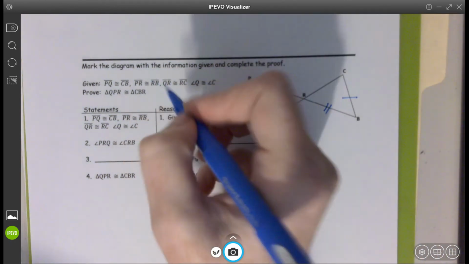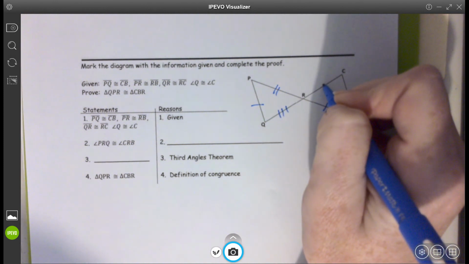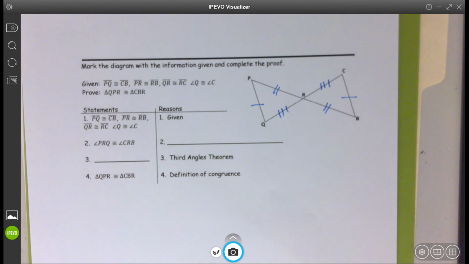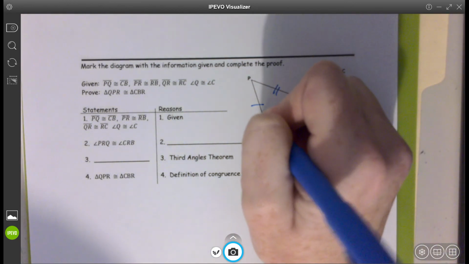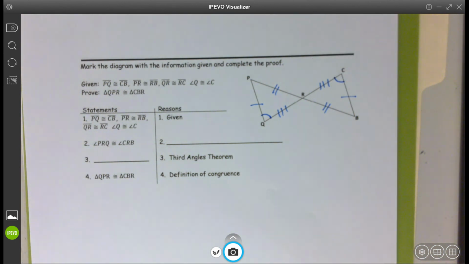Now we have QR, 1, 2, 3, and RC, 1, 2, 3. So you can see we're trying to prove the triangles congruent. So that means we would need to have 3 pairs of congruent angles now. They're going to give us angle Q and angle C. That's all they gave us. So now the rest that we come up with, we have to be able to support that reasoning.